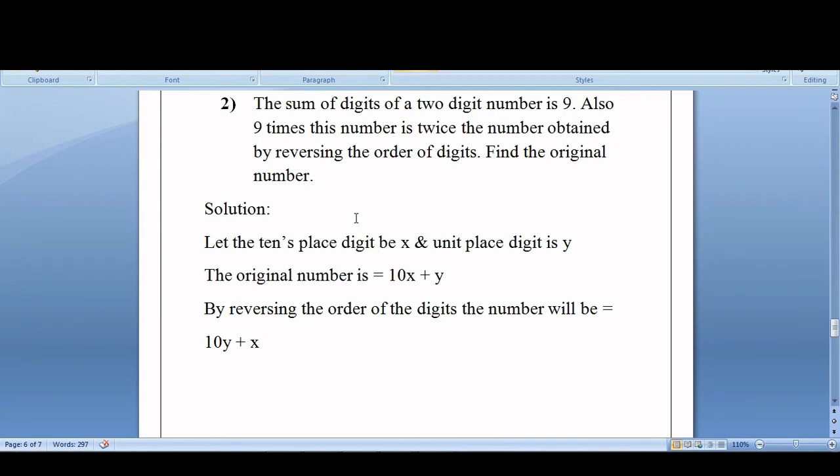Now we have to construct the equations. At first it is given that the sum of the digits is 9. So the summation of x and y will be how much? It will be 9.